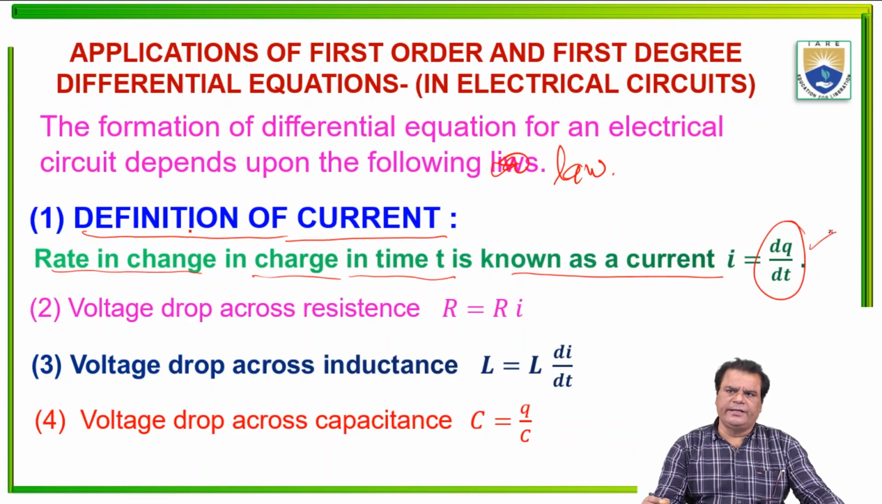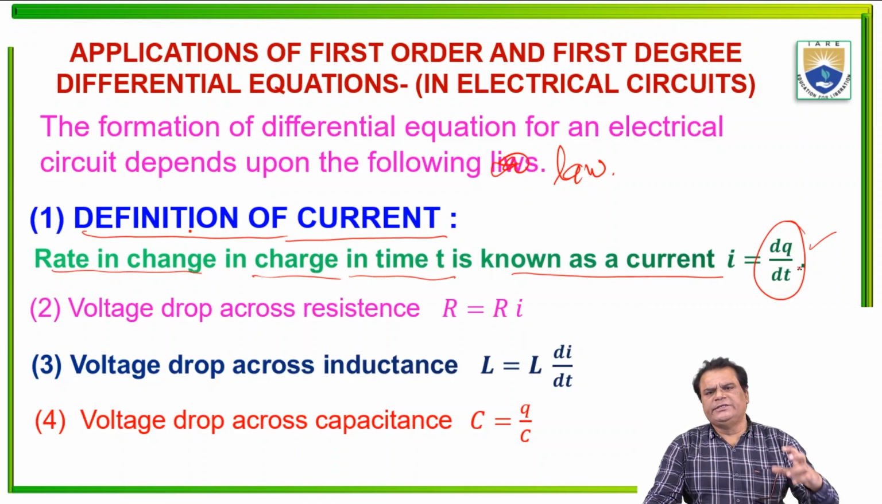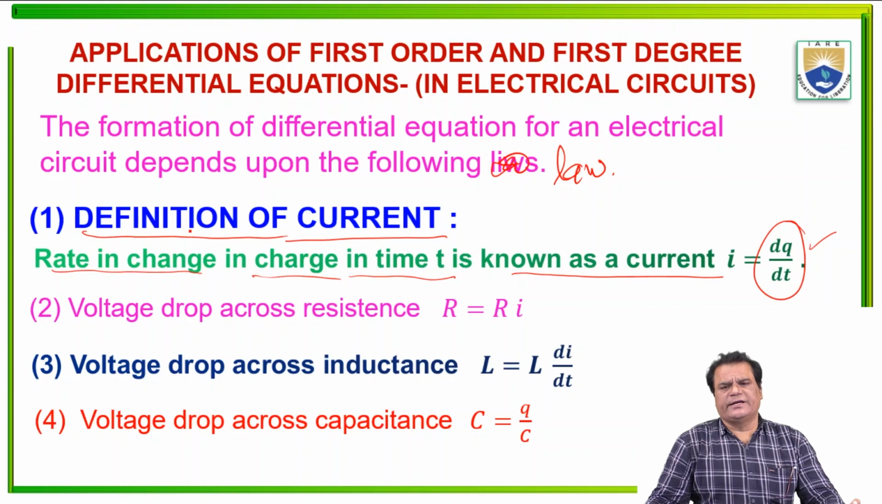dq is the change in charge and dt is the change in time. So the ratio of change in charge and change in time is known as current. So I equals dq over dt, where I is the current and q is charge, the change in charge with respect to time t. This is the basic terminology of any circuit, known as current.